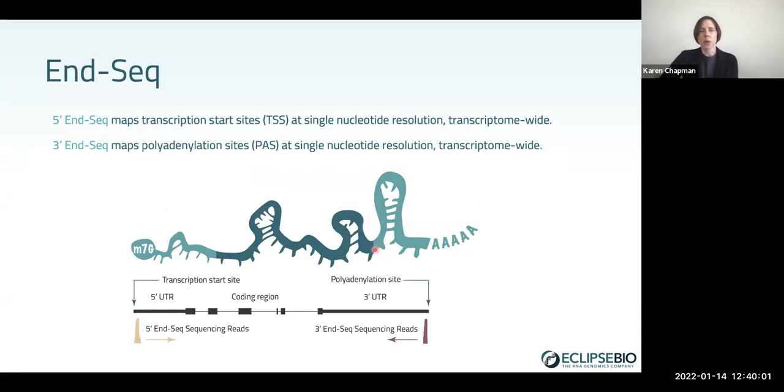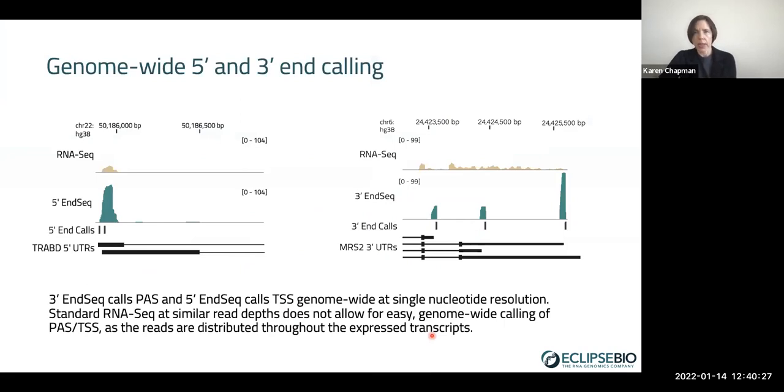So again, what we're looking at here is the transcription start site for the 5' End-Seq and the polyadenylation site for the 3' End-Seq. So essentially what we're mapping here is that junction between the 3' UTR and the beginning of the poly(A) site. So let me just dive into what the data looks like. Let's start over here. This is 3' End-Seq. I should mention these are two separate protocols, two separate kits, if you will.